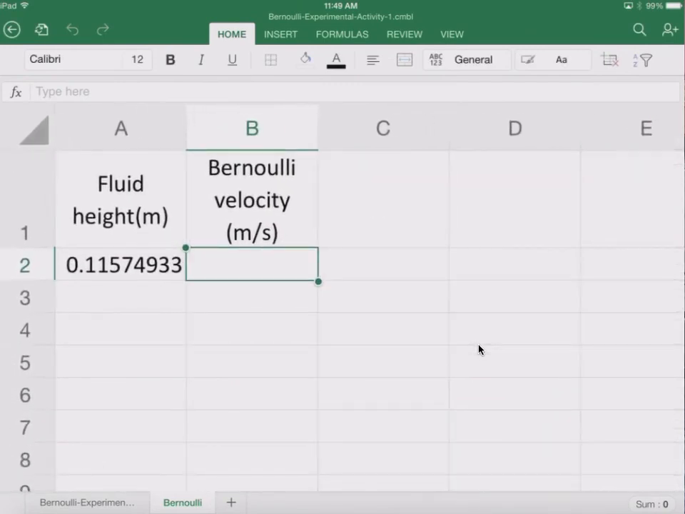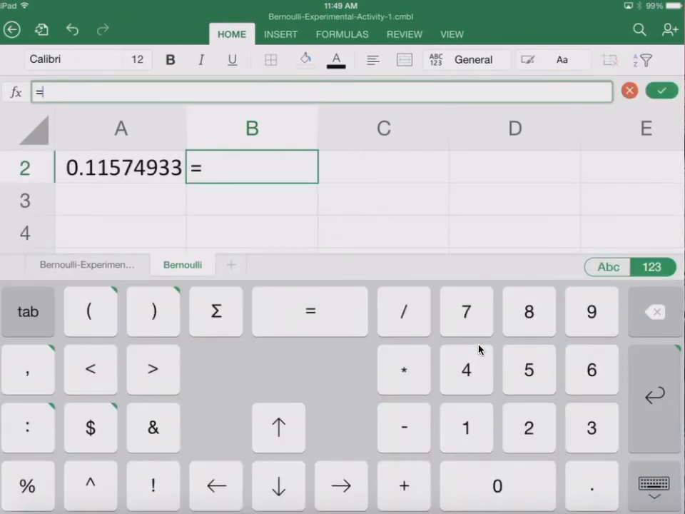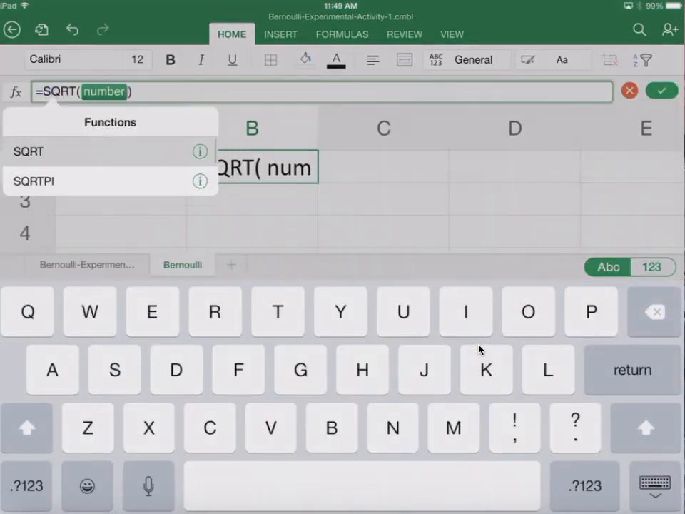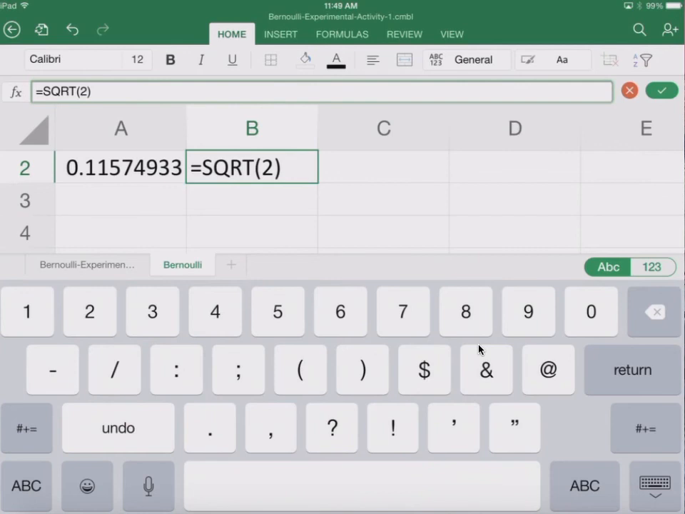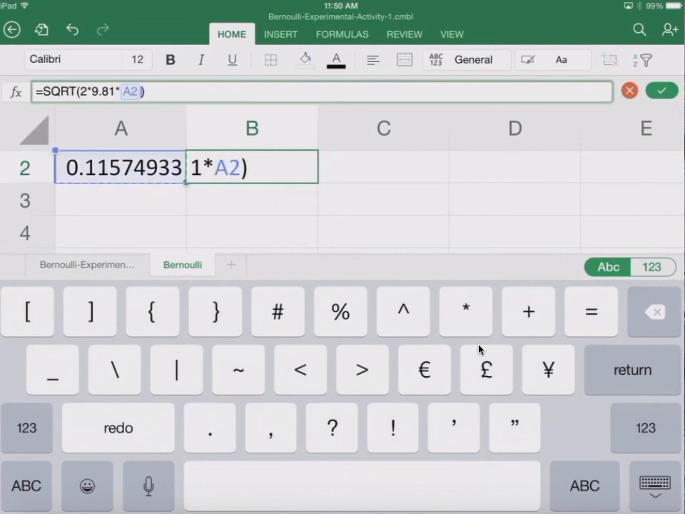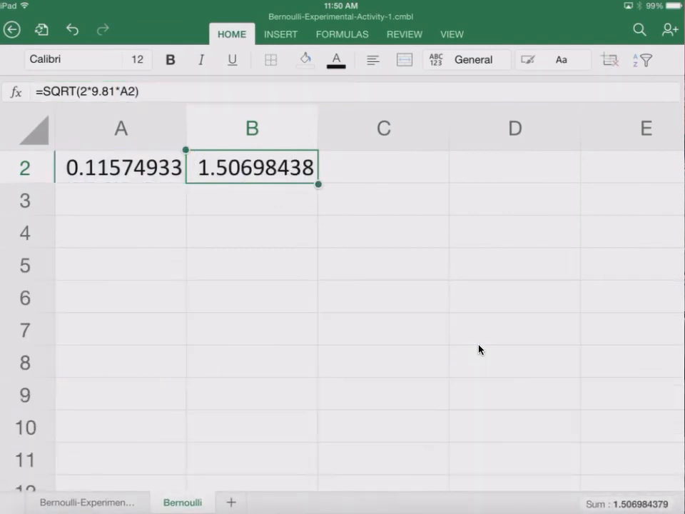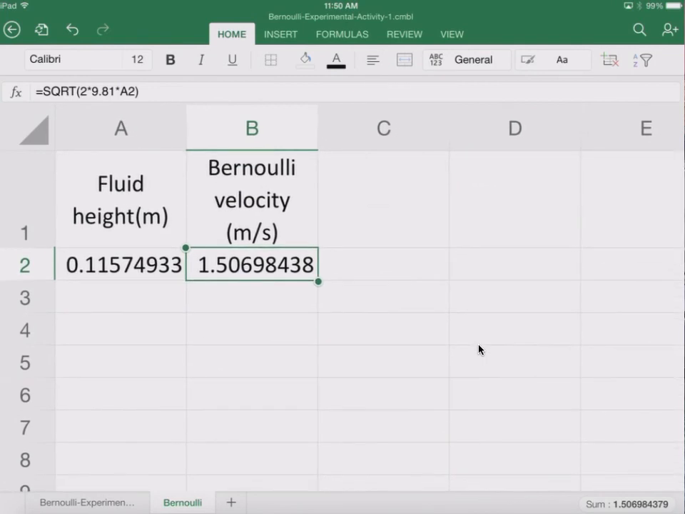So now I'm just going to double click here and say equals the square root, SQRT, equals, and I'm going to say 2 times, I believe it's 9.81 times this height here. And I'm going to check off. And so you'll see that we have a velocity of approximately 1.5. Okay, so in the next video, we're going to calculate our kinematic velocity.